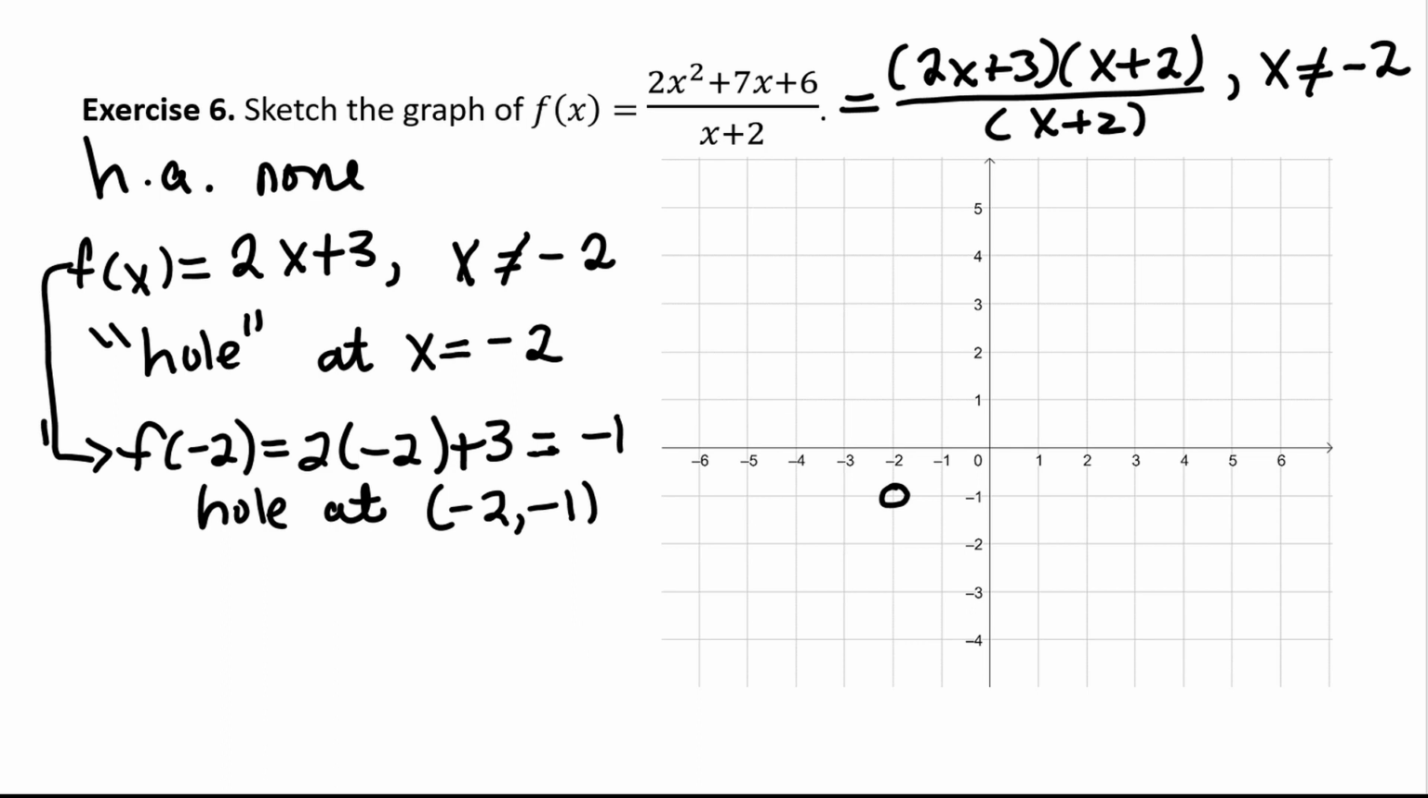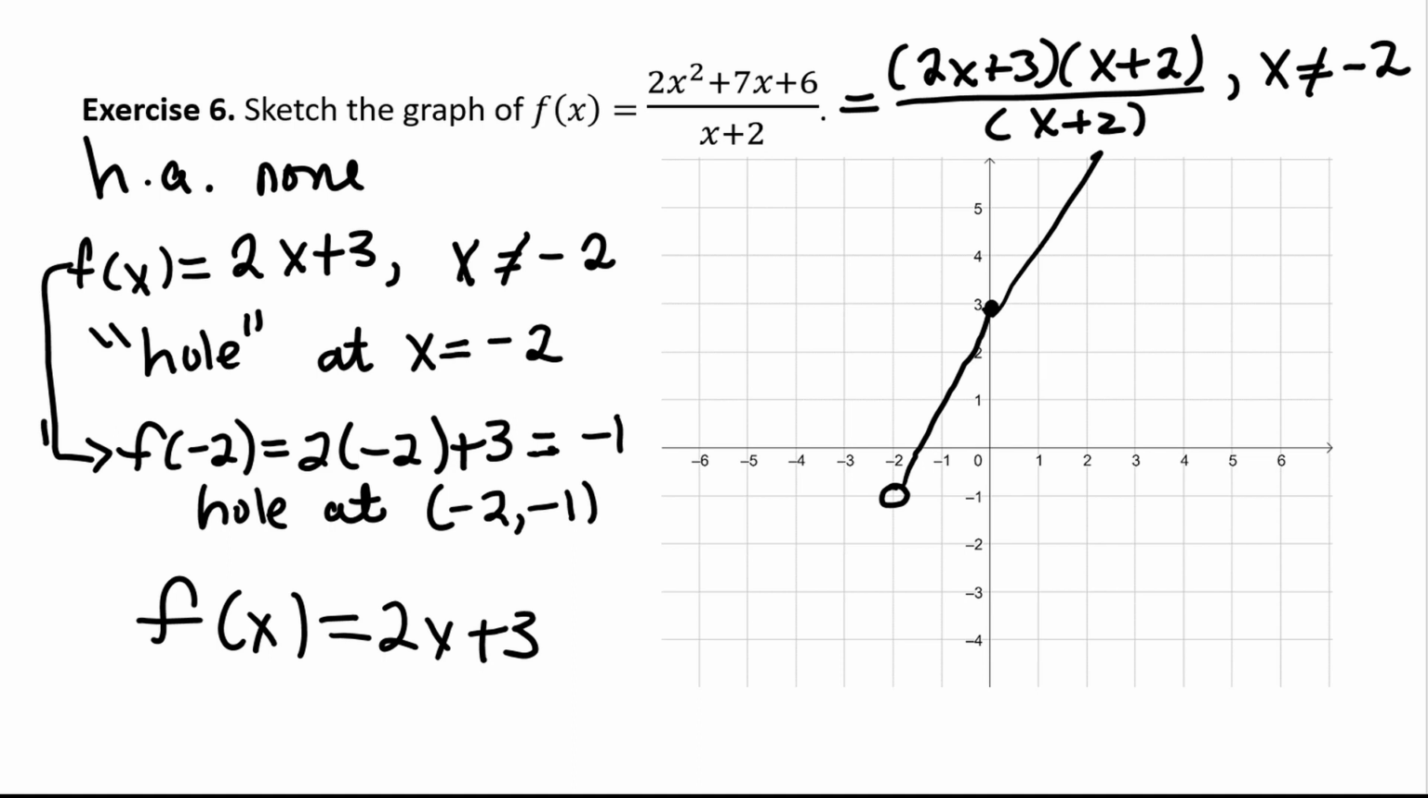We can graph the line f of x equals 2x plus 3. Okay? That's a line with a y-intercept at 3 and a slope of 2. So that's up 2 over 1, up 2 over 1. All we need are 2 points to define a line. And so now the rational function that's defined by 2x squared plus 7x plus 6 divided by x plus 2 is actually a line 2x plus 3, provided that x does not equal negative 2.